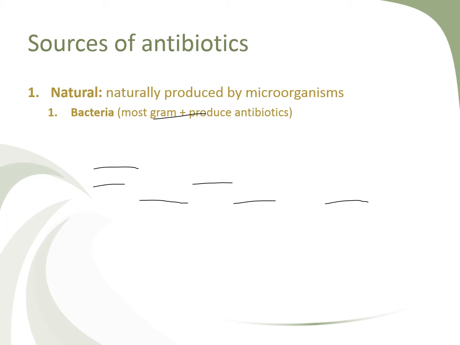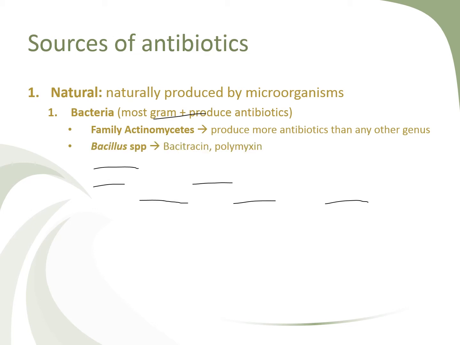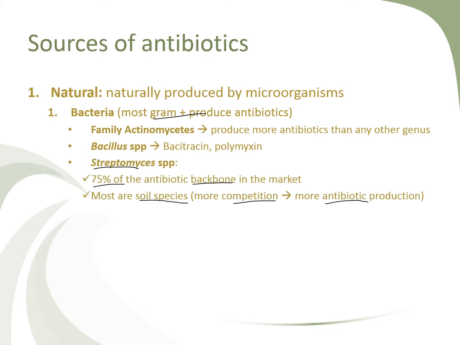Most gram-positive bacteria produce antibiotics. The family Actinomycetes produce more antibiotics than any other genus. Bacillus species produce bacitracin and polymyxin, and the Streptomyces species produce 75% of the antibiotic backbone in the market. So 75% of the antibiotics that we use come from the Streptomyces species. Why is that? Because Streptomyces are soil species, and in the soil they have a lot of competition. So they need to compete between each other to survive, and this leads to more antibiotic production.